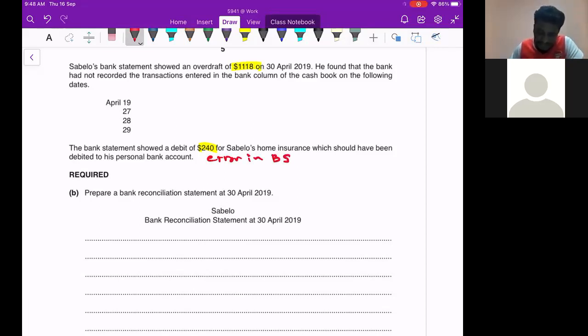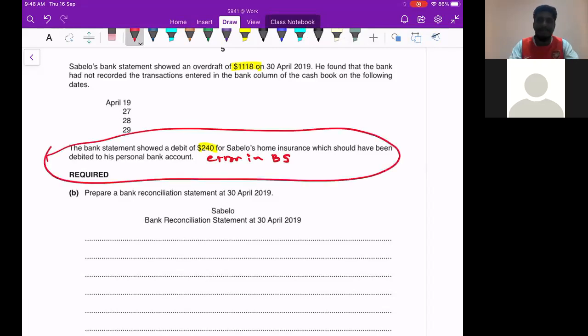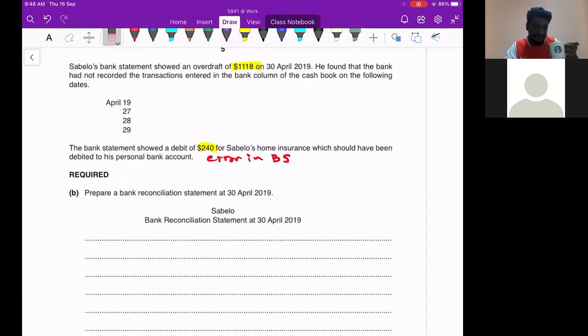You mistakenly plus or you mistakenly minus. Can you tell me this one? Did you mistakenly plus the insurance or mistakenly minus the insurance in the bank statement?